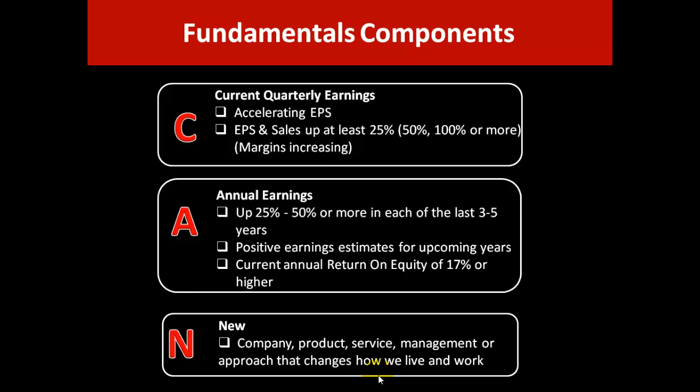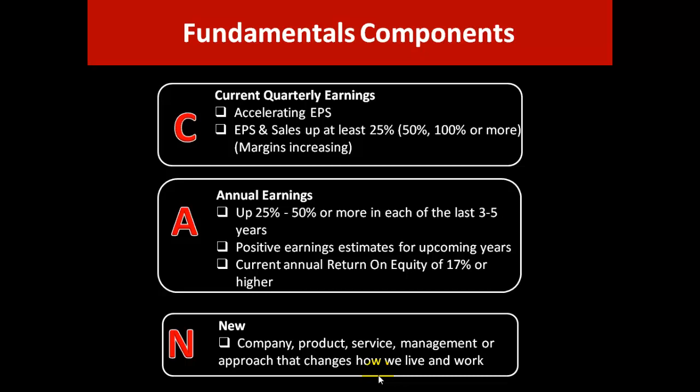As far as annual earnings, again, you like to see them up 25 to 50% or more in each of the last 3 to 5 years. That lets you know that growth is sustainable. And a lot of companies that invest in stocks and move stocks up are the institutions, and they're looking for a place to park their money for 3 to 5 years usually.